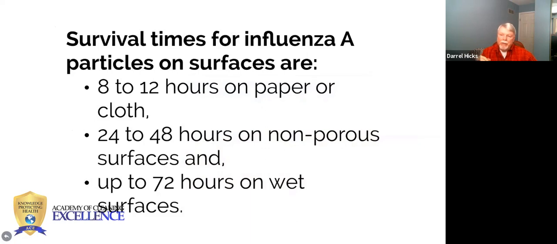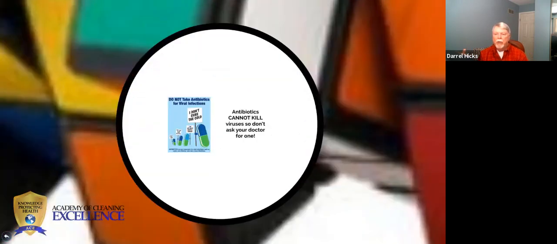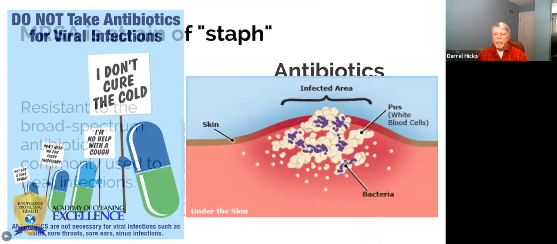So the routes of transmission is when we touch those, then we rub our eyes. A normal person touches their face about 15 to 20 times an hour, either touching your eyes, your nose, your mouth, and that's how we take it from the surface into our bodies. It doesn't need an open sore or cut or anything like that. It's just from your hand to your eyes, your nose, your mouth.